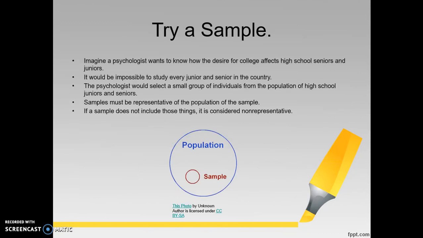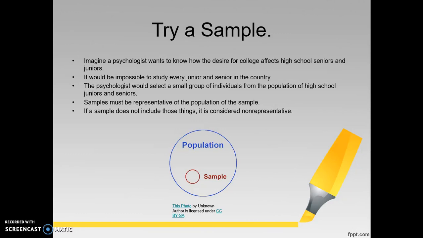So, try a sample. Imagine a psychologist wants to know how the desire for college affects high school seniors and juniors. I'm sure many of you are in that position right now, looking at maybe higher education or maybe potential jobs or whatever the case may be, trade school, military options. But imagine that. Now, it would be impossible to study or ask every junior and senior in the country their opinion. Now, we could do it, but it would probably take the psychologist a long time, and people would graduate and move on. Their views may change.